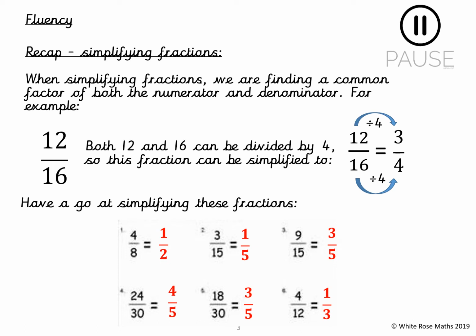24/30, on this one we're going to divide each one by 6. So 24 divided by 6 is 4, 30 divided by 6 is 5. And the next one, 18/30, we're also going to divide it by 6. So 18 divided by 6 is 3, 30 divided by 6 is 5. And then for the last one, we're going to divide them by 4. So 4 divided by 4 is 1, and 12 divided by 4 is 3.